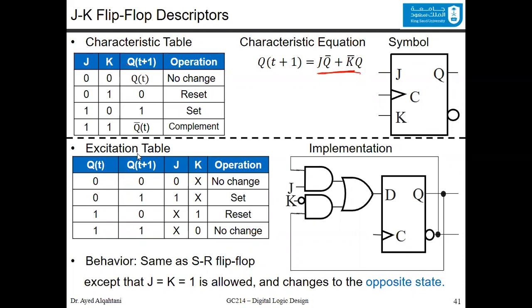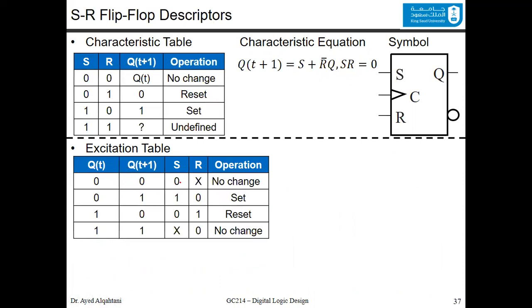In the excitation table, we're trying to find the J and K values, given that you are in a specific current state going to another next state. So if you are going from 0 to 0, then we will do a similar analysis to what we did in the SR, and you will end up with 0x. Same thing here: for 1 to 1, you will end up with x0. Let's match it with the SR. Going back to SR, this is the same thing. This is 0x, and this is x0.